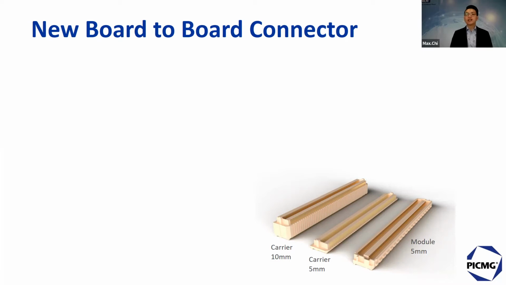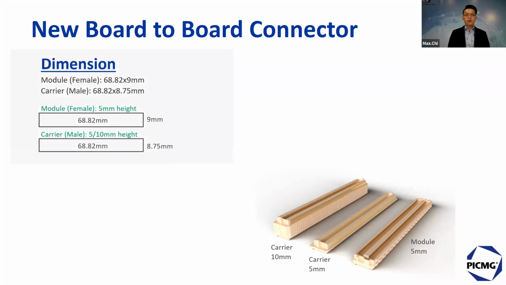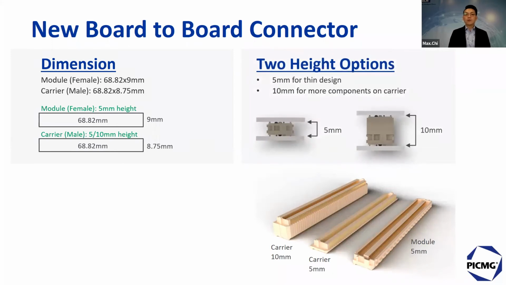As in the picture here, you can see that COM-HPC has two types of connectors. One is for the module and one is for the carrier. The module connector is female type with 68.82 by 9 millimeter dimension, and the carrier connector is male type with 68.82 by 8.75 millimeter dimension. For height, the module connector is 5 millimeter high, and the carrier connector has two options, 5 millimeter high and 10 millimeter high.